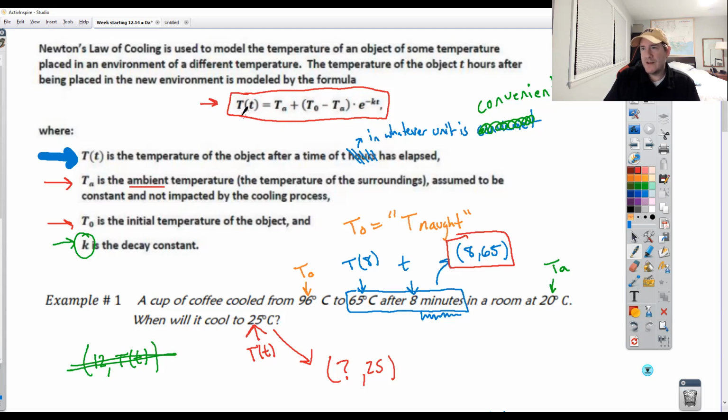So T of t, that's the Y value. That's the temperature after some amount of time has gone by. So if you wanted to find the temperature after 10 minutes, then you're looking for T of 10.